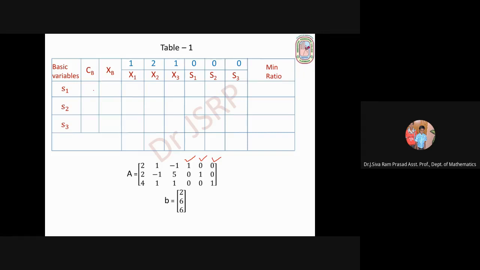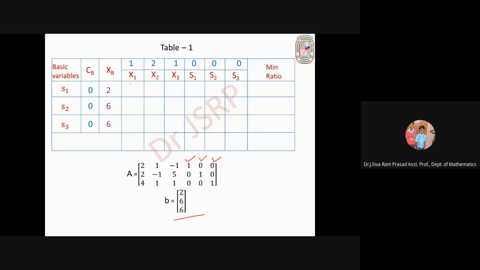Next, CB. What are the costs of these basic variables? All these are slack variables, their cost is 0. These values come here. Okay. Next, what is XB? The initial basic feasible solution is small b. Small b is this one. So first place 2, second place 6, third place 6. So this is the initial basic feasible solution. 2, 6, 6. That means S1 is 2, S2 is 6, S3 is 6.